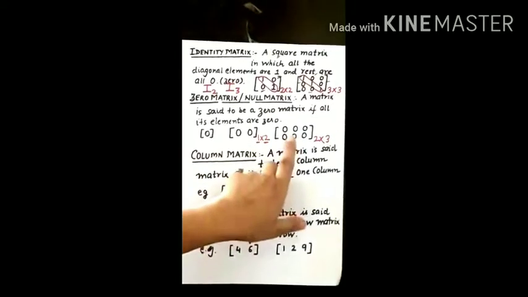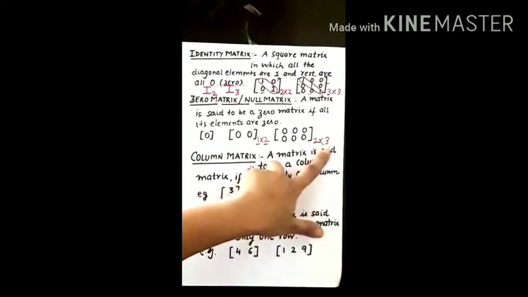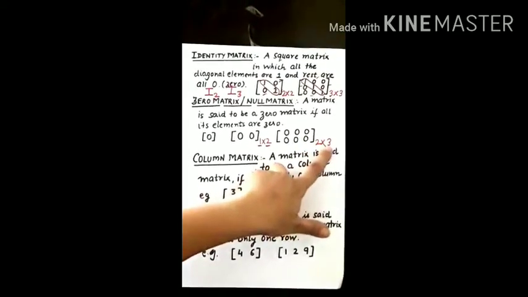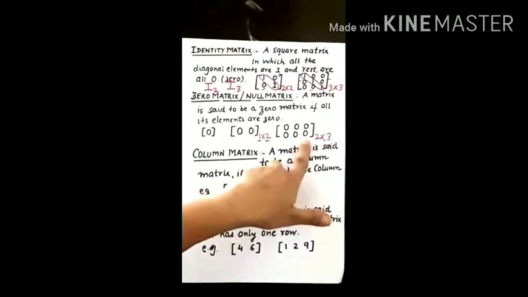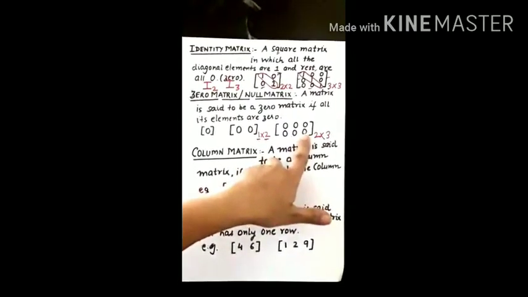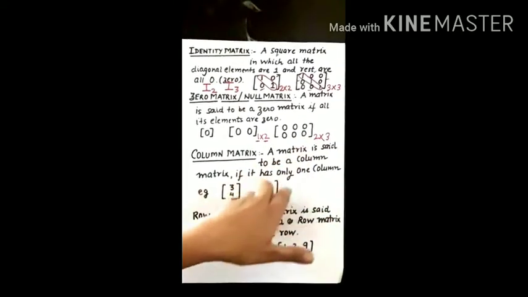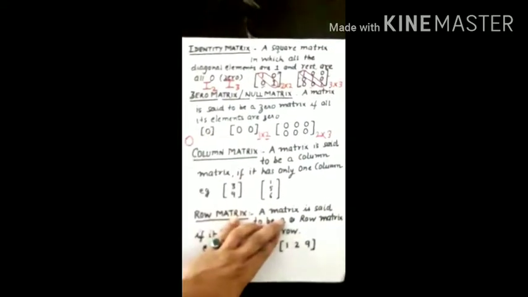Similarly here, in this matrix we have 2 rows and 3 columns. So it is a matrix of order 2 by 3 and as all the elements are equal to 0, this is also an example of a null matrix or a zero matrix. A zero matrix is generally denoted by the symbol O.